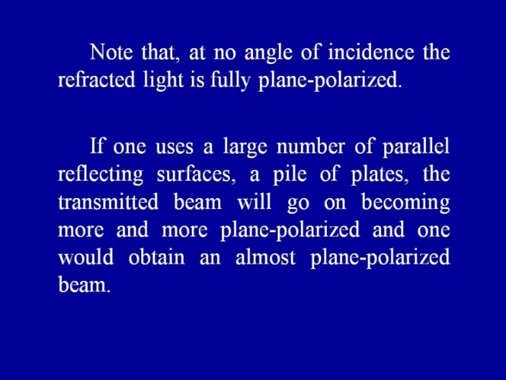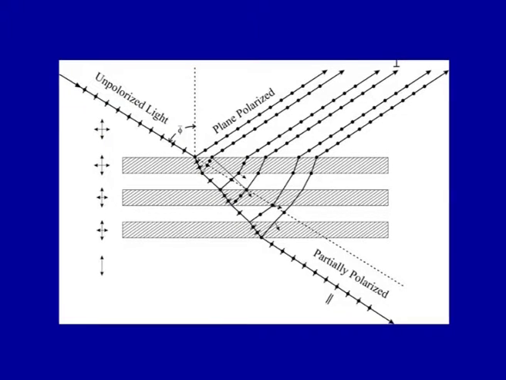If one uses a large number of parallel reflecting surfaces, that is a pile of plates, the transmitted beam will go on becoming more and more plane polarized, and one would obtain an almost plane polarized beam in the end. This figure shows the arrangement of a pile of plates. The marking given on the left of the figure, with shortening horizontal arrows, indicates that the transmitted beam is becoming more and more plane polarized.